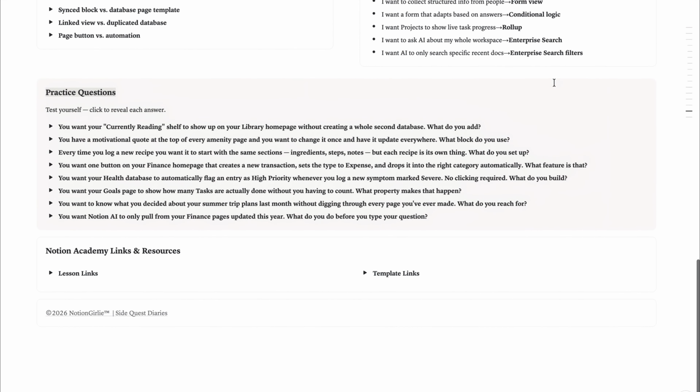There are a couple of Notion features that may try to trick you on the workflows quiz, so let's make sure you're prepared for those. For example, synced block and database page template. They both give you consistent structure. The difference is what happens after. And that difference matters a lot when you're reading a quiz scenario.